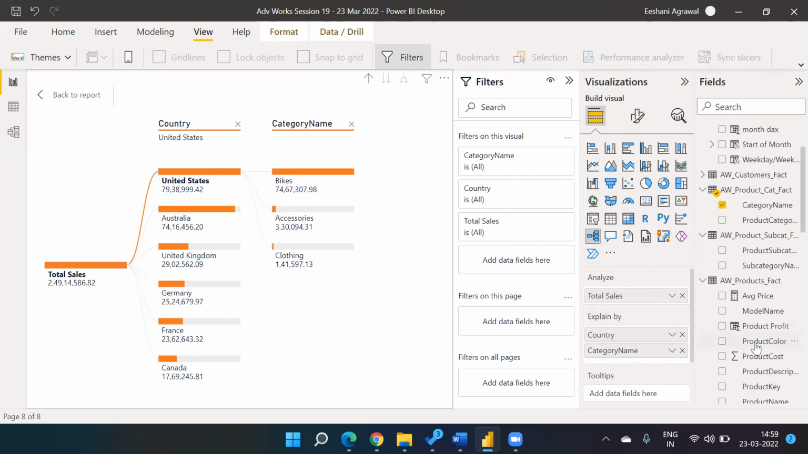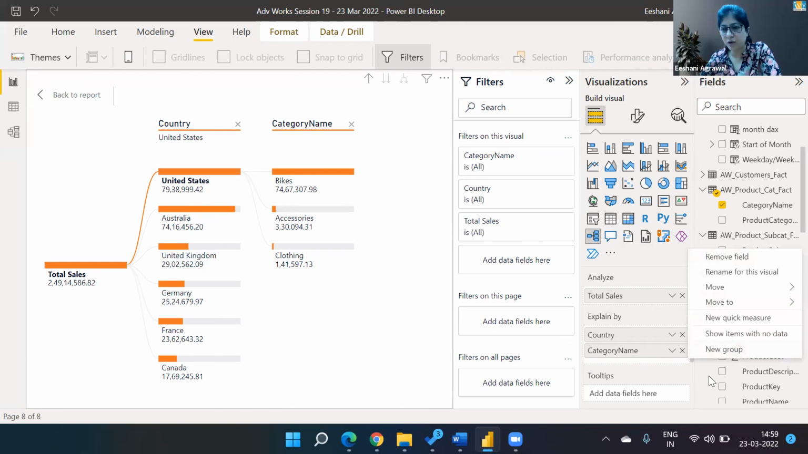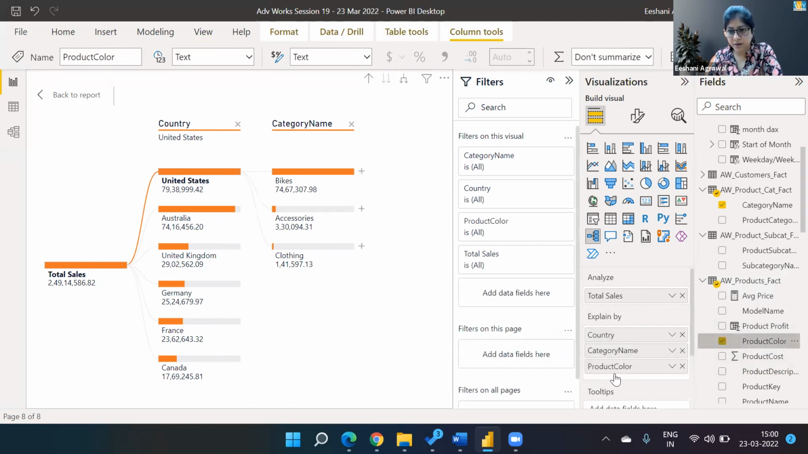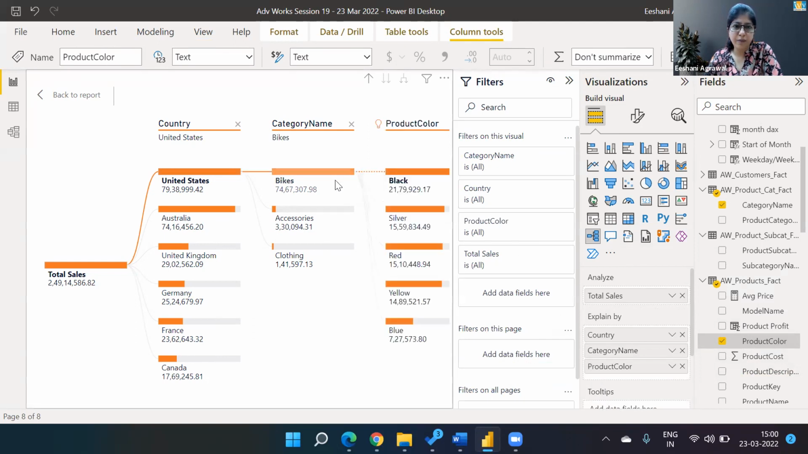Okay. You can put many things over here. For example, I can put product color also in "Explain by". Now if I open it up, I can see for high value, for bikes, highest is black, followed by silver, red. If I talk about clothing, highest is black, multi, yellow, blue, white. So you can keep on adding fields for the explanation part.